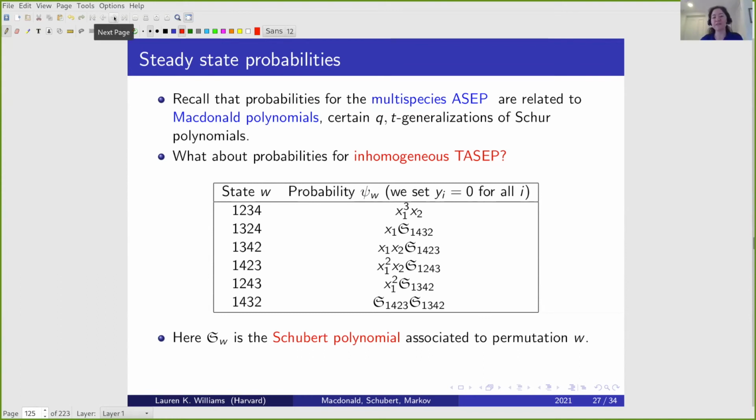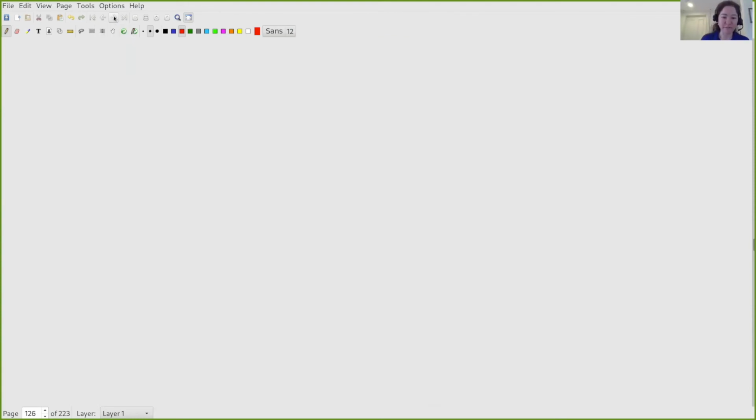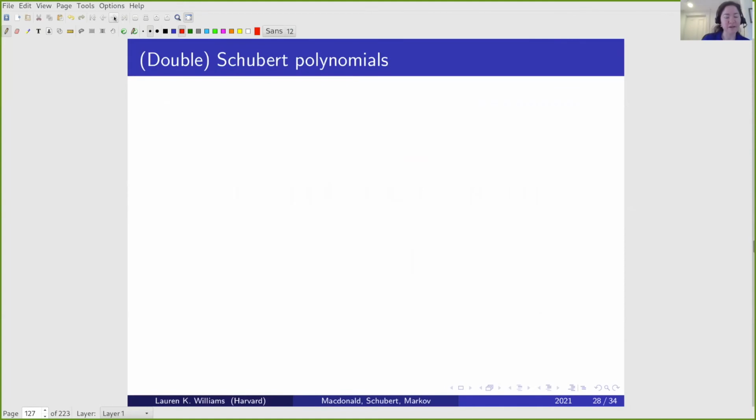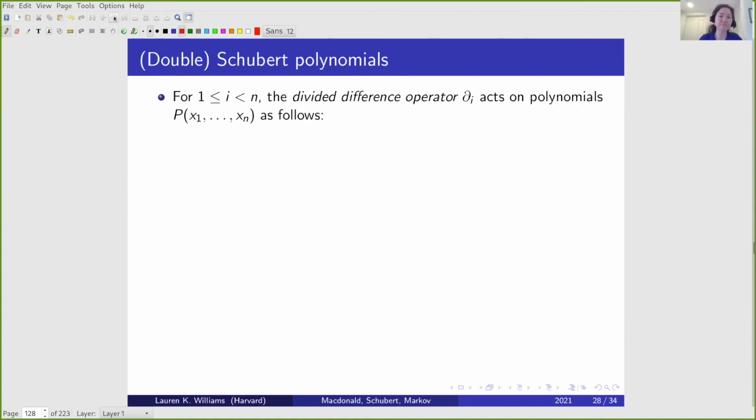Okay, so what we see here is that our probabilities in this example look like monomials times Schubert polynomials. So Schubert polynomials are a different generalization of Schur polynomials, and they represent cohomology classes of Schubert varieties in the complete flag variety. So this is also a very interesting generalization of Schur polynomials. So let me now define them.